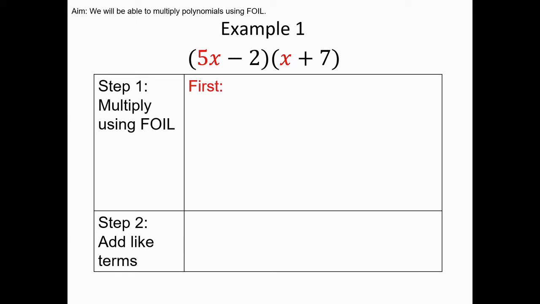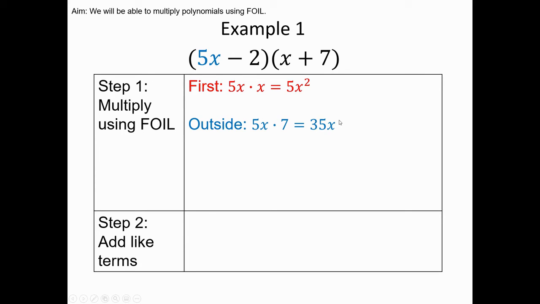Let's start with first. First is the first two terms. So I'm going to take 5x and x and multiply them together. 5x times x is 5x squared because there are two x's right here. x times x is x squared. So remember, FOIL. F is for first. O is for outside. You see these outside terms, 5x and 7? I'm going to multiply 5x times 7, and that's going to give me 35x.